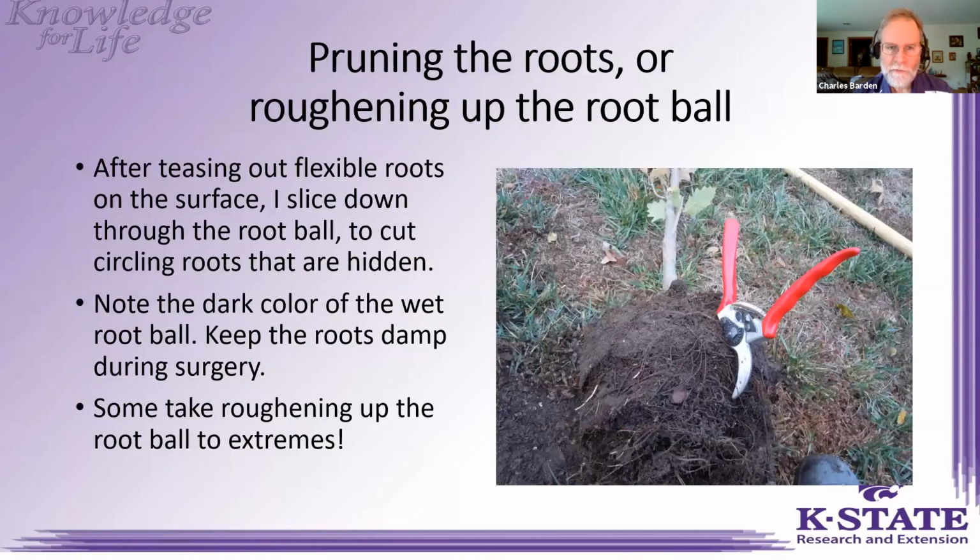So here we are pruning the roots, also called roughening up the root ball. After teasing out the flexible roots on the surface that I can see, usually if they're pencil diameter or less, you can just tease them out or untangle them. It's okay to break a few here and there, but instead of cutting them off, you just pull them out and get them straightened out.